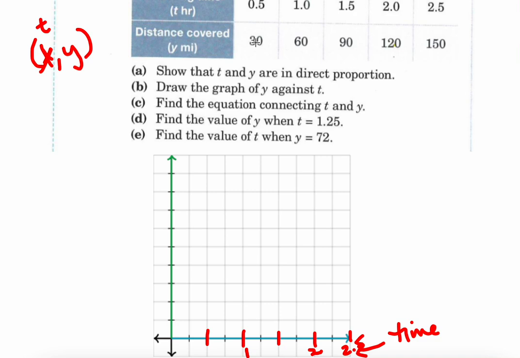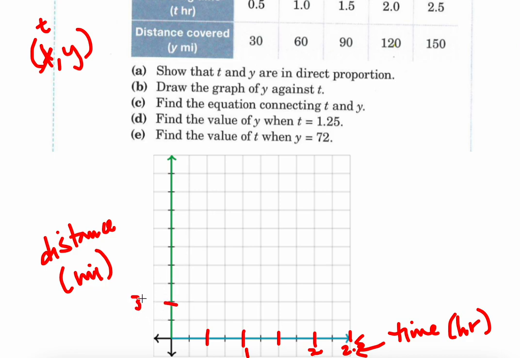Okay, and then the distance is my y on my y-axis. That's in miles. Time was in hours, so let me be specific there. My distance is going by 30s, so let's do that. 30, 60, 90. It has to go by the same amount each time, 120 and 150. We don't want to do plus 30, then plus 50, right? It's got to be even, our scale.